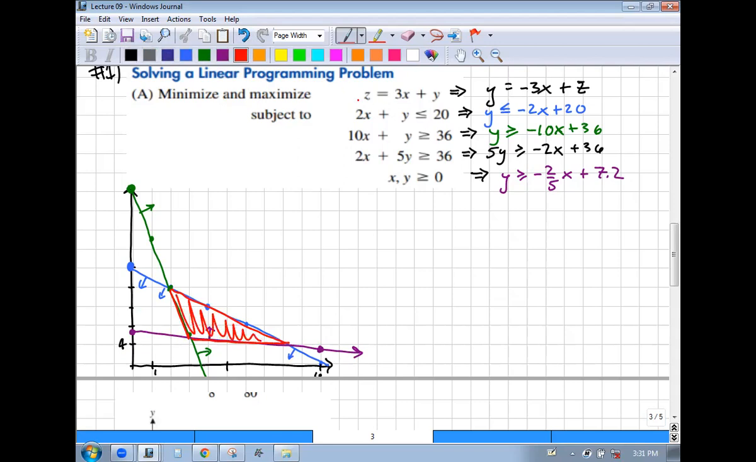Now, this is what we're trying to optimize. We want to optimize z. We want to make z as big or small as possible, right? So if we rewrite this and make it look like that, you can see whatever z is, it's going to be our y-intercept, right? I'll do this one in pink.